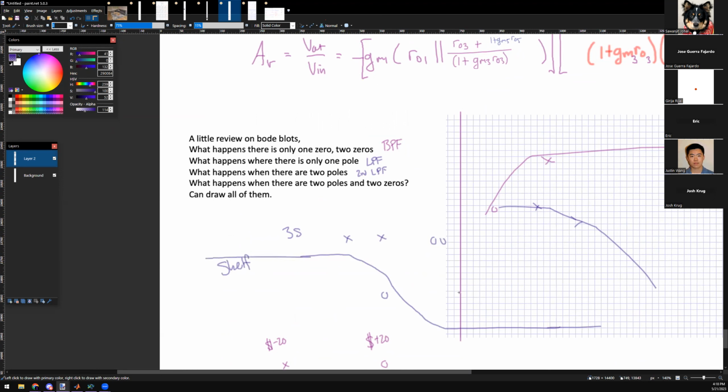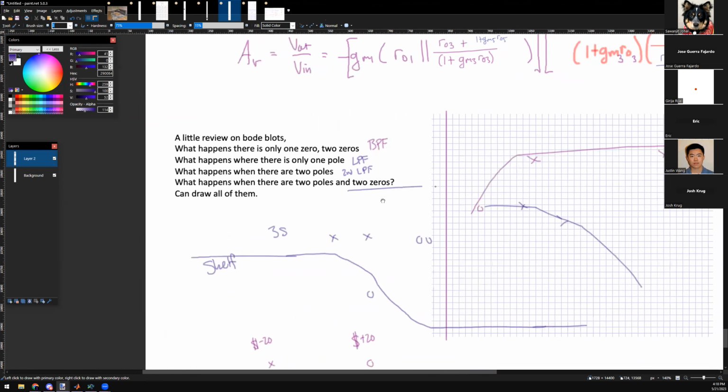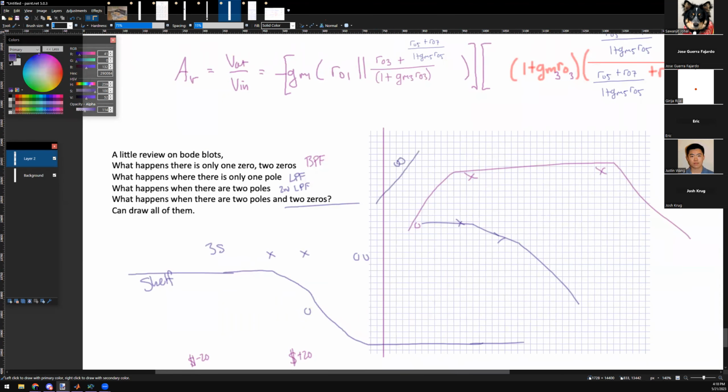Unless the two zeros happen first. If two zeros happen first, then you go up, and then you have two poles, then you have a high pass filter, possibly. It depends where they're located. Okay. Dang, dude. If that was one of the questions, I'd be so happy.